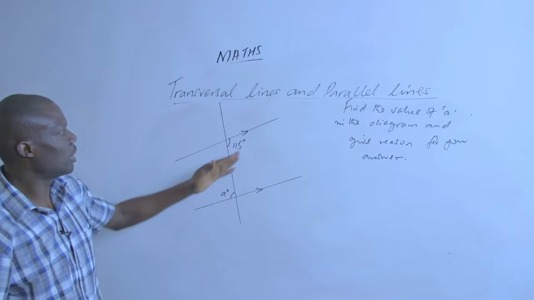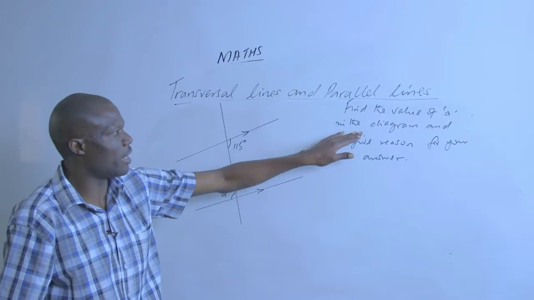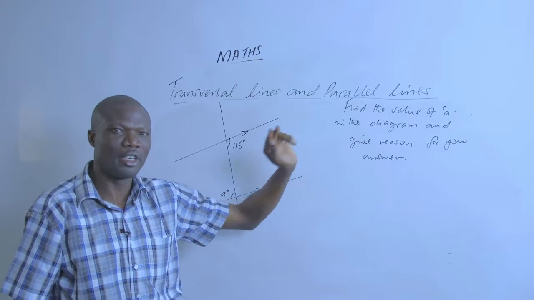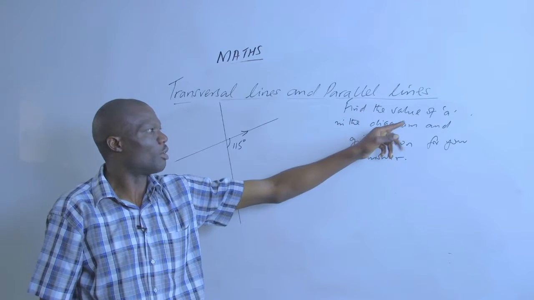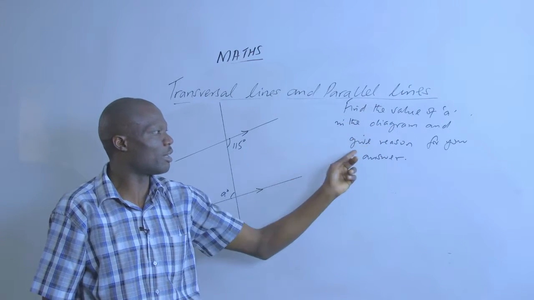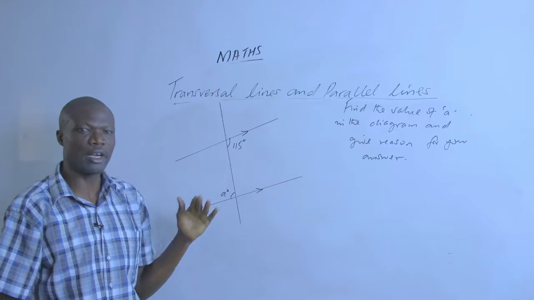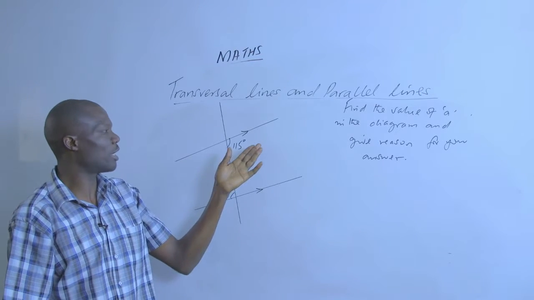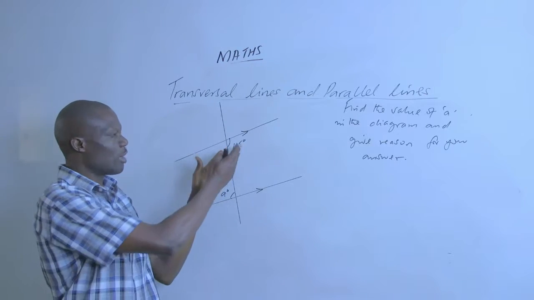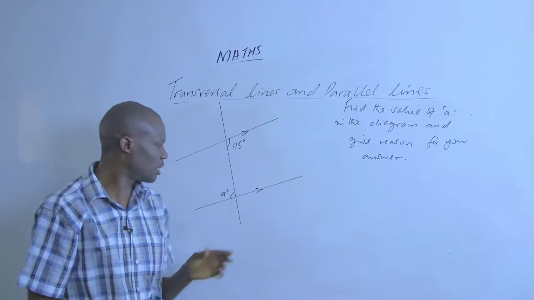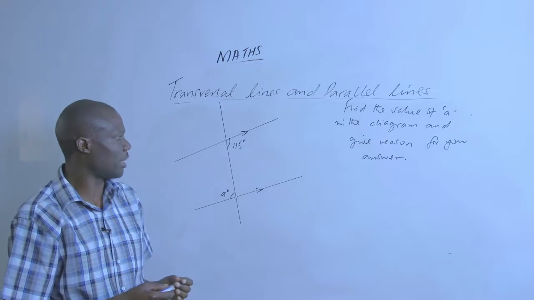Now, this question is asking us to find the value of A in the diagram and give reason for your answer. Here, this is the diagram that we have. This diagram has two parallel lines. It has a transversal. One of the angles here is 115 degrees. Another angle here is A. We are supposed to find A.